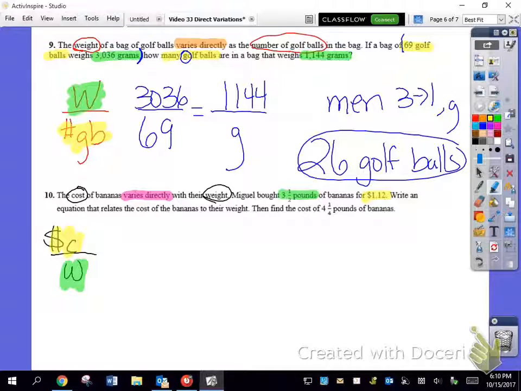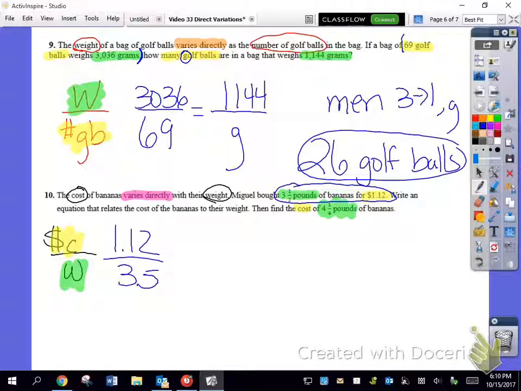Write an equation that relates the cost of the bananas to their weight. Then find the cost of, oh, this is also pounds. And I'm looking for cost. So we're going to set it up. If it's in the sentence together, it goes together. All right? So $1.12 for 3.5 pounds.